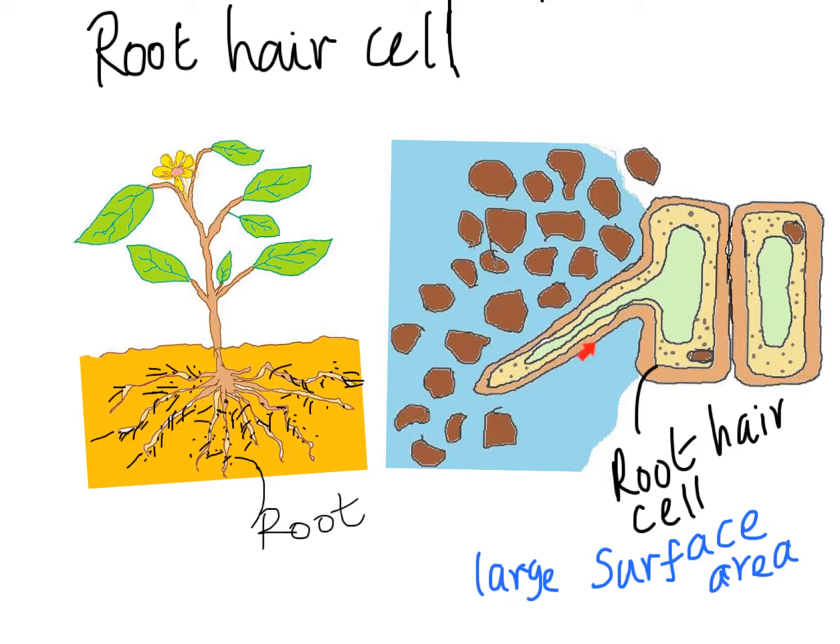So it actually increases and maximizes the surface area of the root itself, which is in contact with water with essential minerals. So the key adaptation is this elongated structure of the root hair cell, which is present in the roots of a plant. This increases the surface area of the root, which means it can come into contact with a lot of water and dissolved minerals.